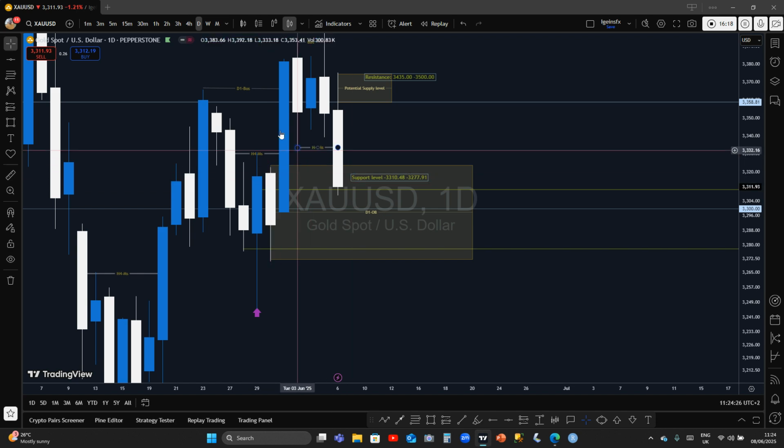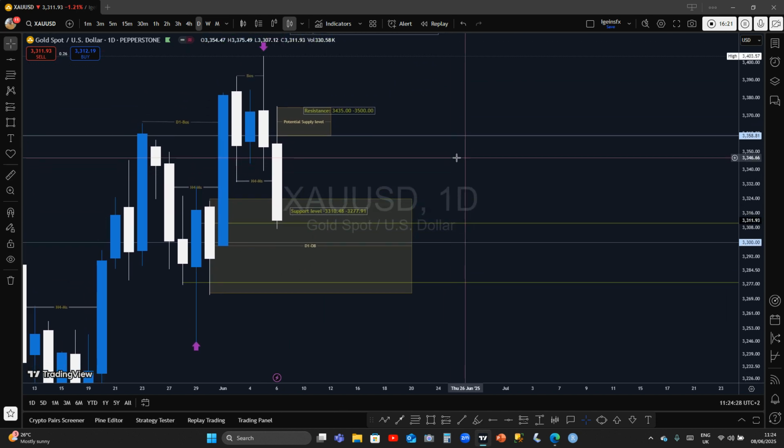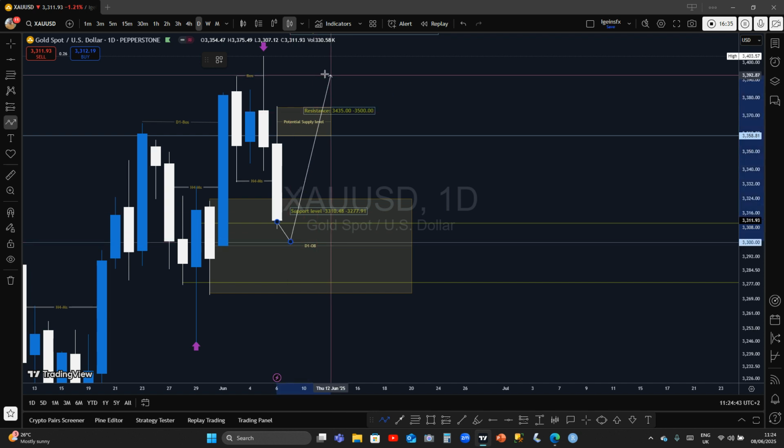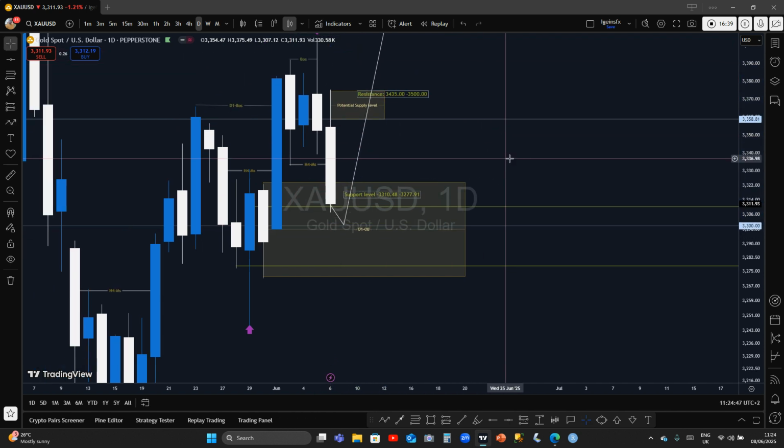All right, so on the higher time frame, I see the price reacting from this level. If it pushes a little lower, that means it's going to retest this 3300.0, then push to the upside. All right, push to the upside. So that is how it is, guys.